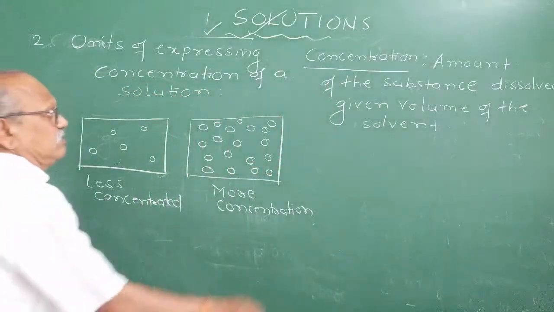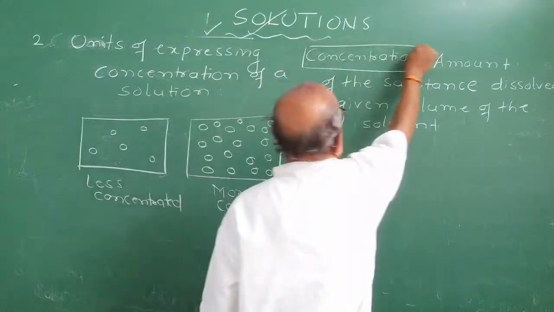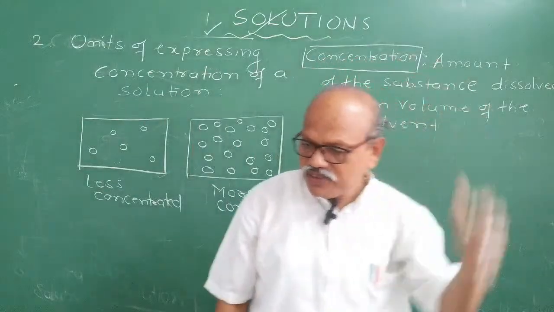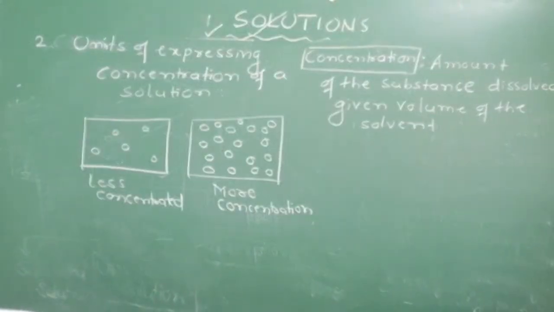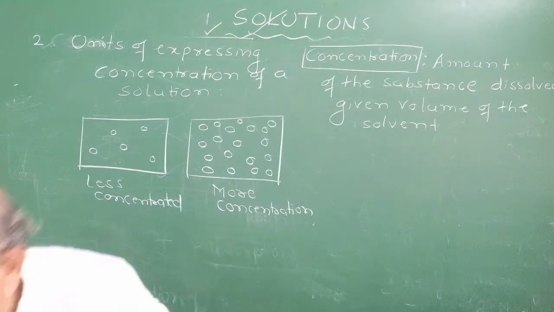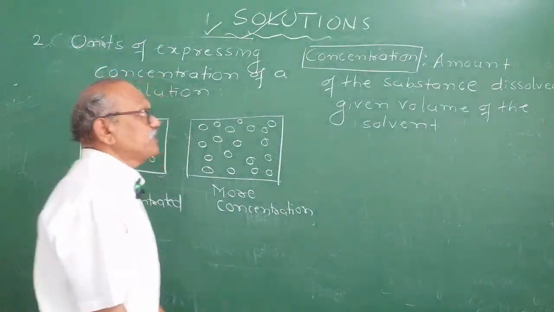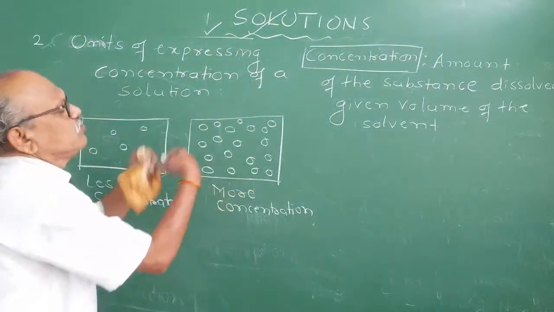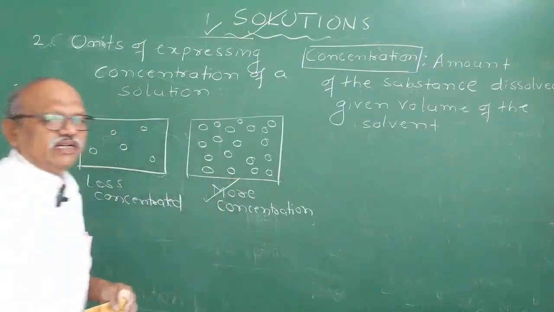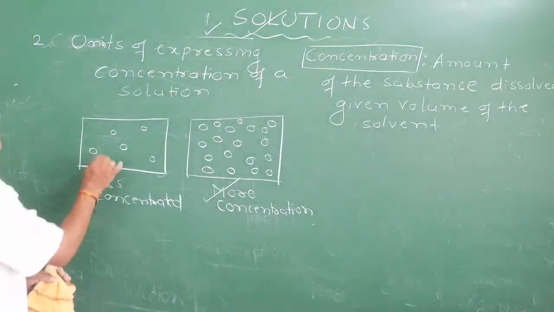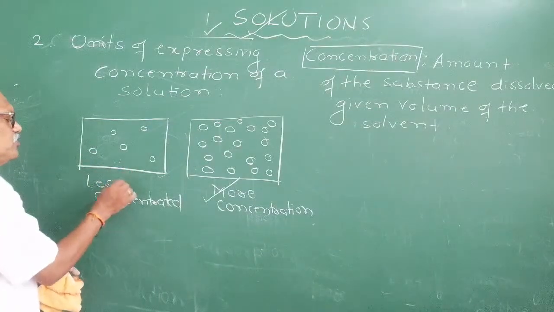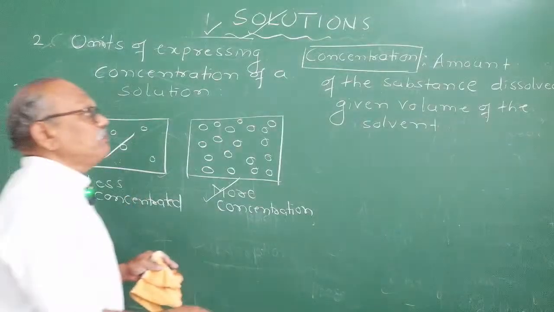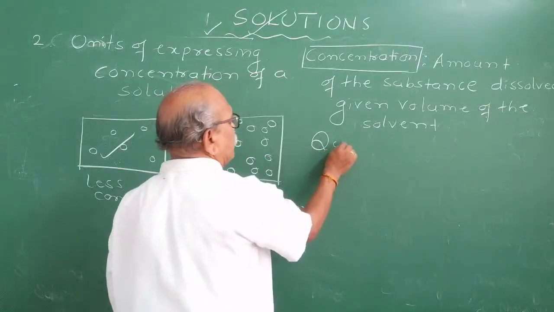This concentration is a very, very important concept to start the numericals, even in stoichiometry also. This is a stoichiometric part of it. If the amount of the substance in a given volume of solution is more, then we say that it is more concentrated qualitatively. If the amount of the solute in a given volume of a solution is less, then we say that qualitatively it is less concentrated. Now, is it possible to measure concentration quantitatively?